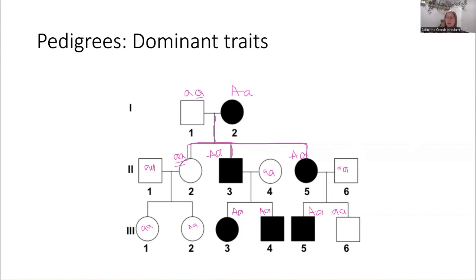My indicator that this was a dominant allele is because it showed up in every single generation, and there was never an offspring that had a trait that the parents didn't already have.